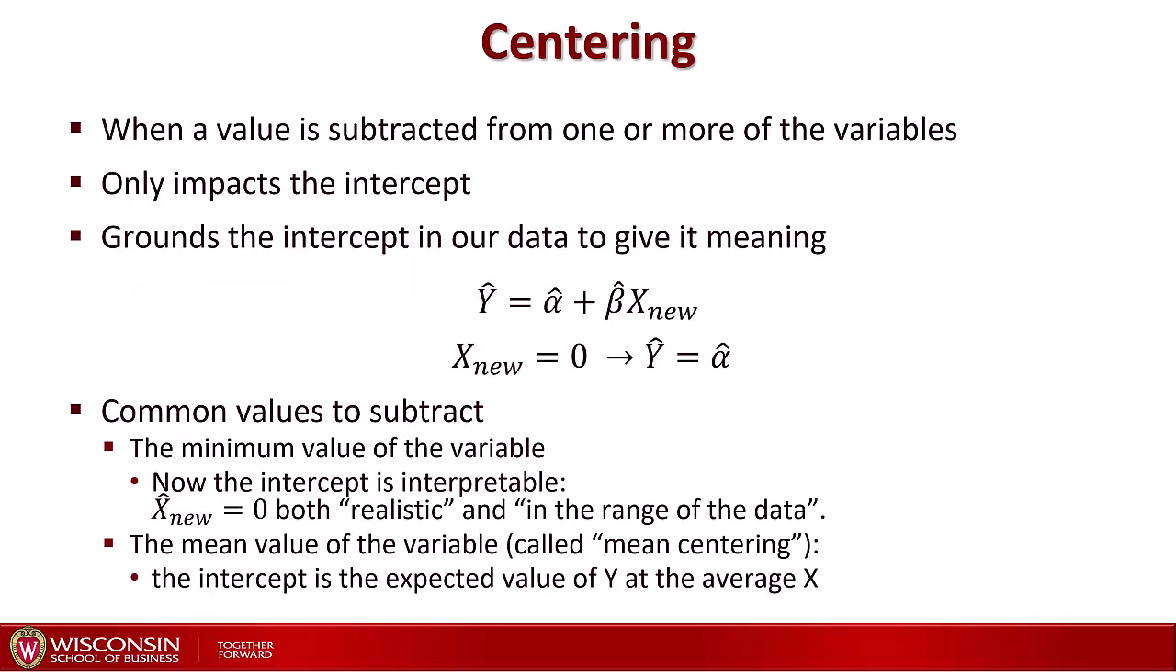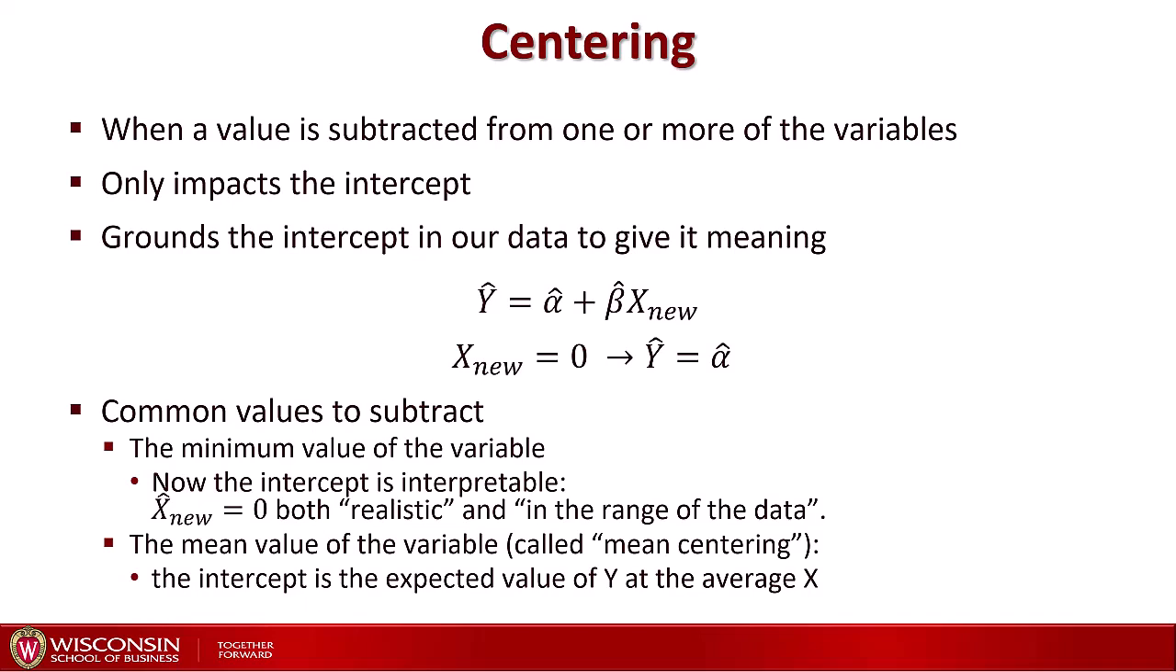The first transformation that's very common is called centering. It's when a value is just added or subtracted from one or more of the variables. It only impacts the intercept, so the slope coefficient will not change. It's useful to ground the intercept in our data and give it meaning.